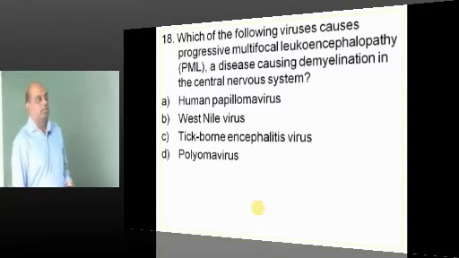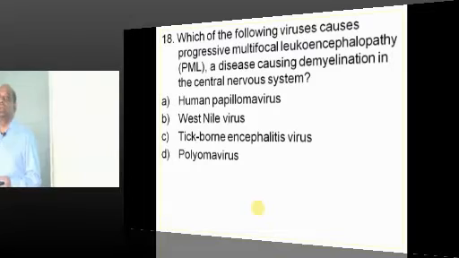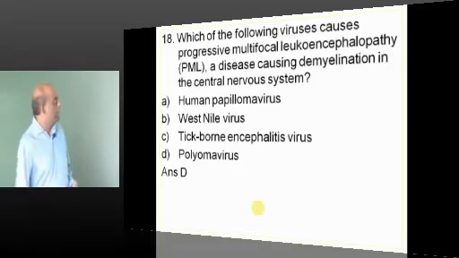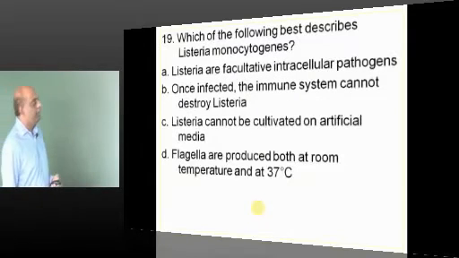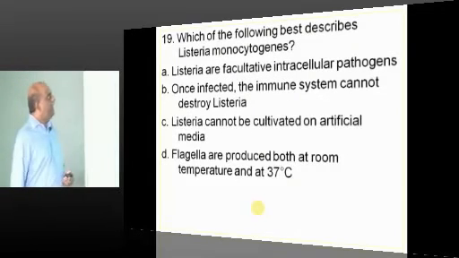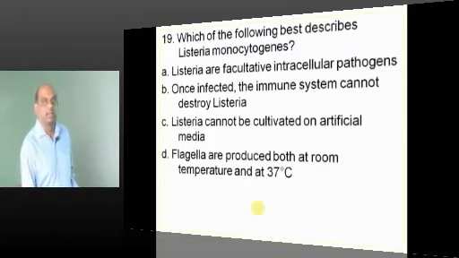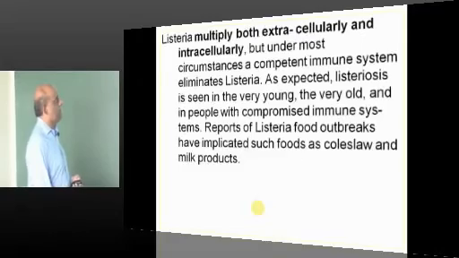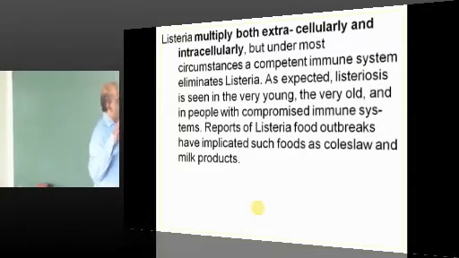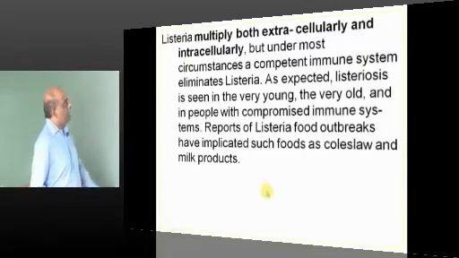PML is basically caused by polyoma, because progressive multifocal leukoencephalopathy is caused by JC virus, which is a polyoma. Listeria. What is your answer? Come on, sing along the answer. A. A, that's good. It will multiply both extra and intracellularly, is what we need to appreciate.